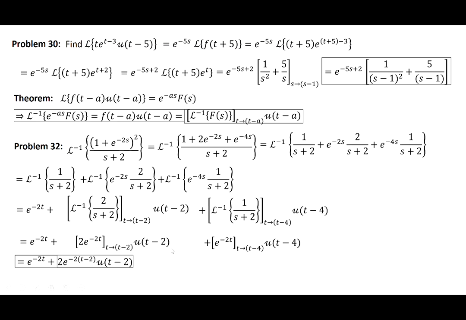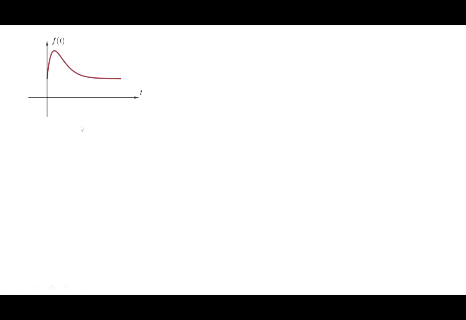Okay, times u of t minus 2. Same thing, I'll replace a t with a t minus 4 here, and we get that. That's it. Right? I think this is fairly straightforward. Once you understand that form, what Laplace inverse of e to the negative as f of s means, how to interpret that, this is a piece of cake.